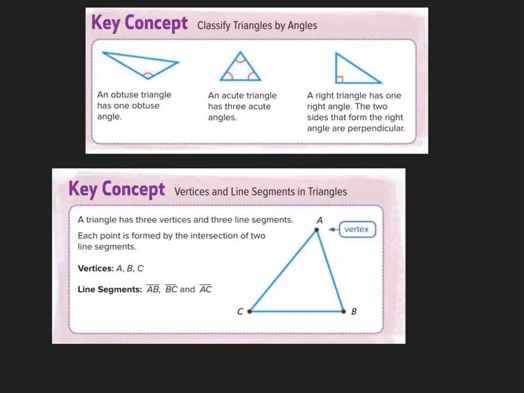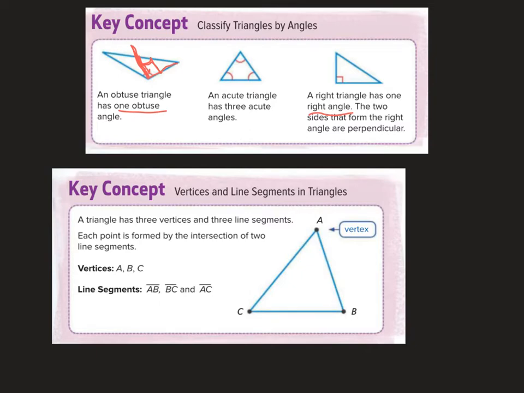So here we go. An obtuse triangle has 1 obtuse angle. That's an angle that's larger than 90 degrees. So for example, if I went straight up here, which is really hard to do, like here, go here, and then if I went straight up, 90 degrees would be about there. So you can see that one's larger. That would be 1 obtuse angle. An acute triangle has 3 acute angles, and a right triangle has 1 right angle. The 2 sides that form the right angle are perpendicular.